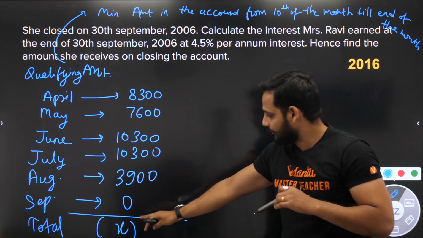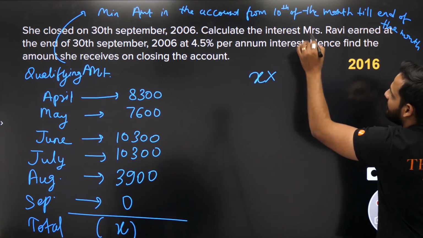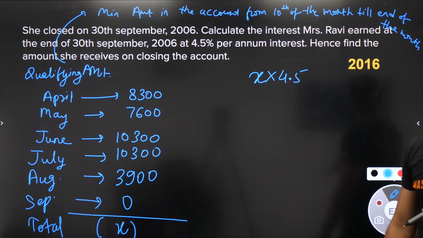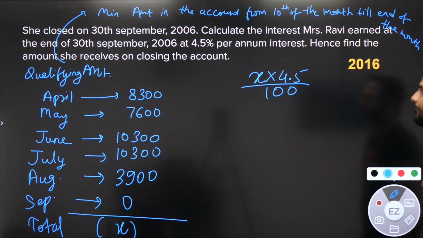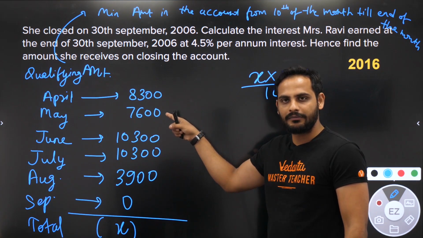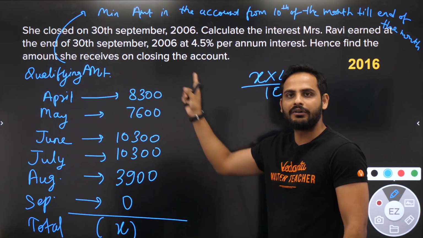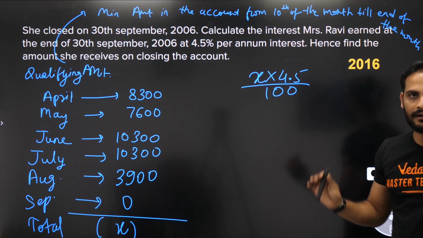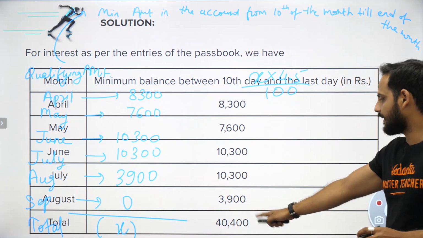We'll understand the concept. Whatever this total amount we have got, on this total amount I will give the interest of 4.5%. So divide by 100. That means 4.5% on this amount, 4.5% on this amount, and so on. So on the whole amount I am giving 4.5% interest. So total amount into 4.5 by 100. So let's see what is the value of X. The value of X, adding all, we are getting 40,400.